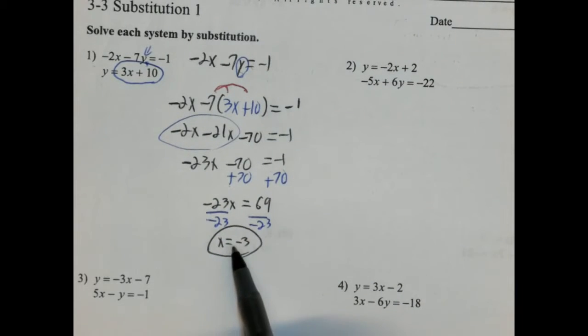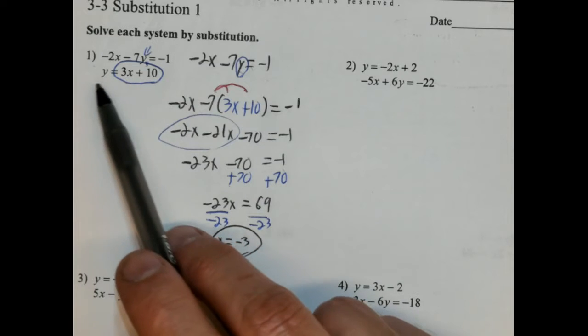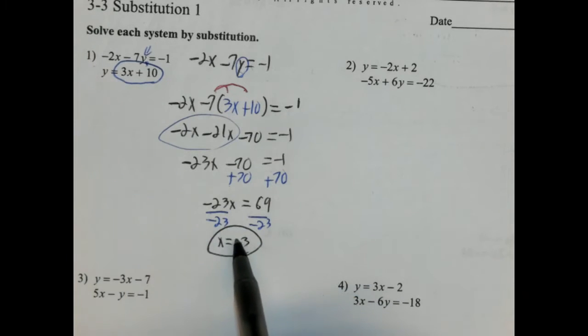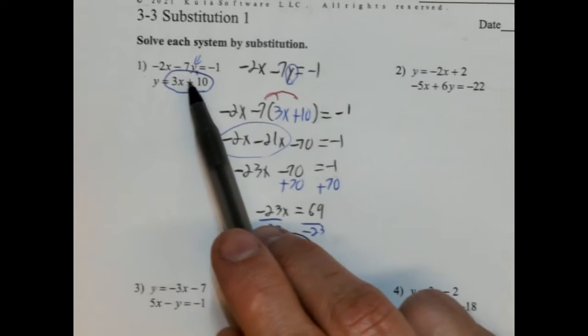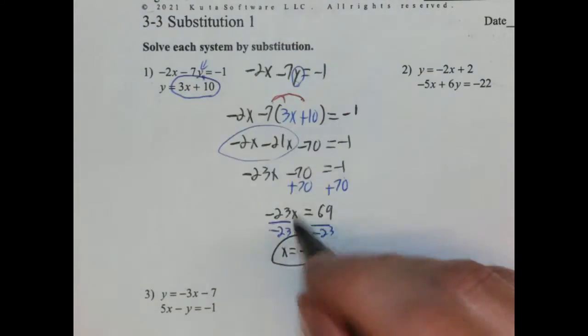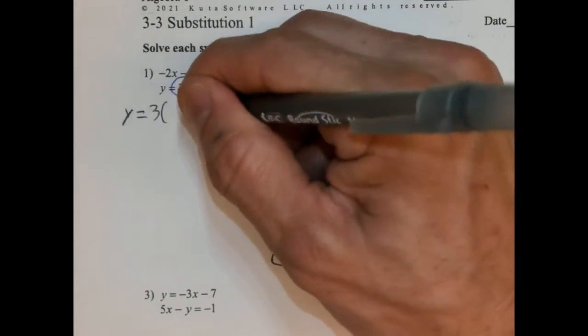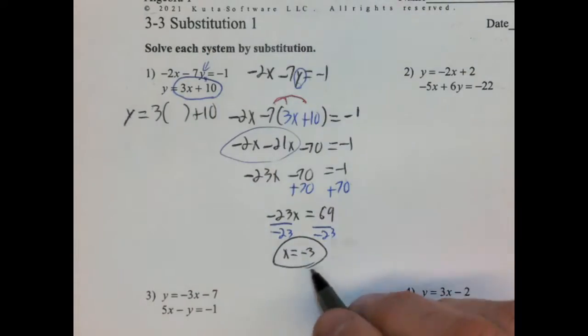So now we're going to go back and plug this into either one of these equations to find y. But you'll notice this equation is already solved for y. So I think it's easier to plug it into this one. So that's the one we're going to use in this example. So I'm going to rewrite this equation first of all. But instead of x, we're going to plug in negative 3. So y equals 3 parentheses plus 10. So instead of x, we're going to put negative 3.